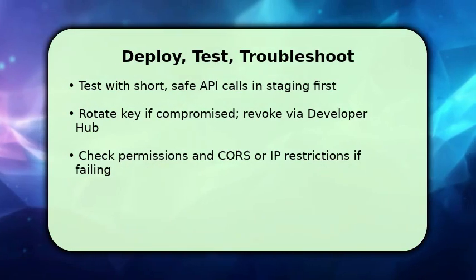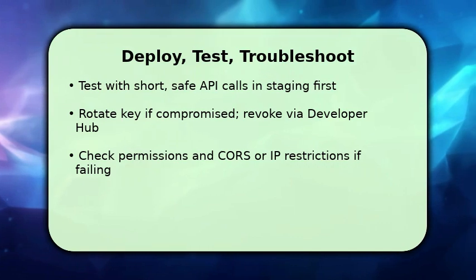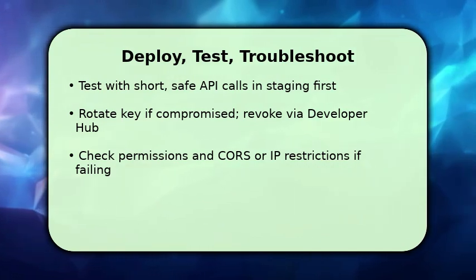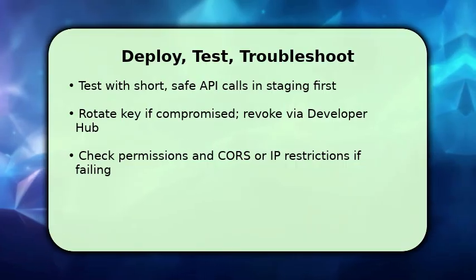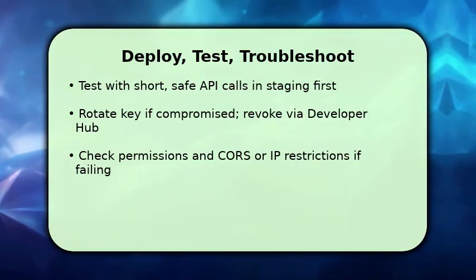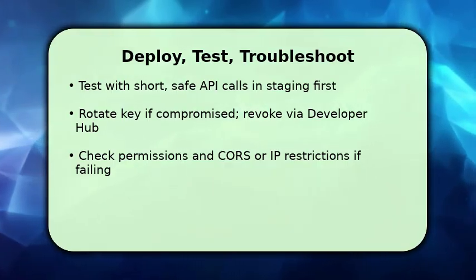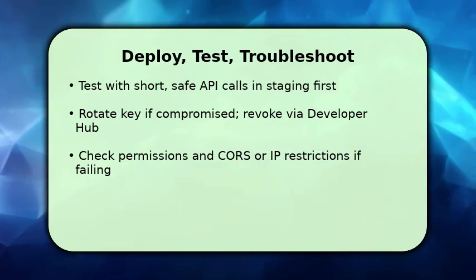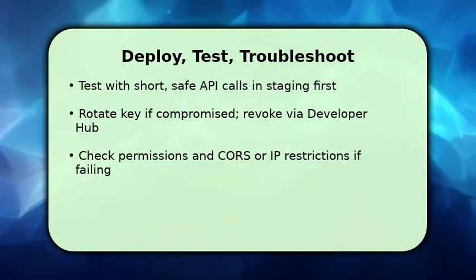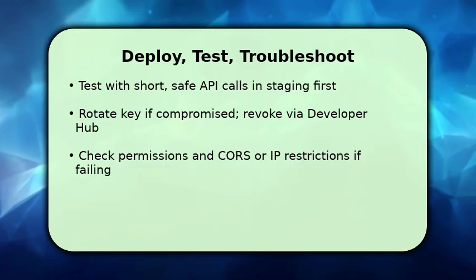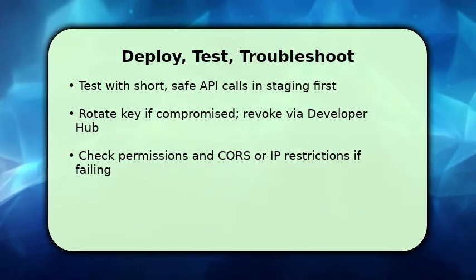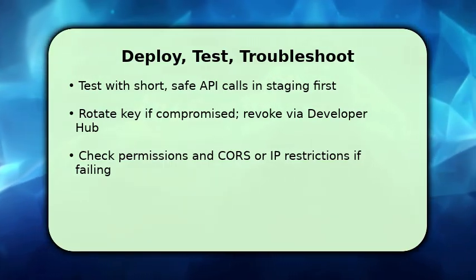Finish by deploying the key to your staging environment and testing simple, non-destructive API calls to confirm permissions and rate limits. Make sure your app uses the token in authorization headers and that environment variables aren't leaked in logs. If calls fail, check scopes, expiration, and any IP or CORS restrictions you applied. Also verify the experience owner matches the key's allowed projects.